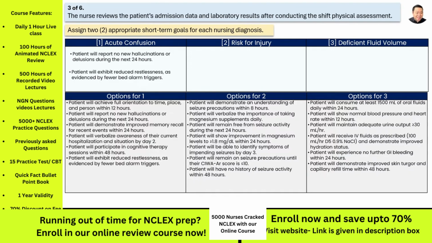If you selected patient will achieve full orientation to time, place, and person within 12 hours, this is unrealistic in an alcohol withdrawal patient, particularly during the active withdrawal phase when confusion and disorientation are expected. This goal should be long-term, as full orientation may not be possible in such a very short time frame.